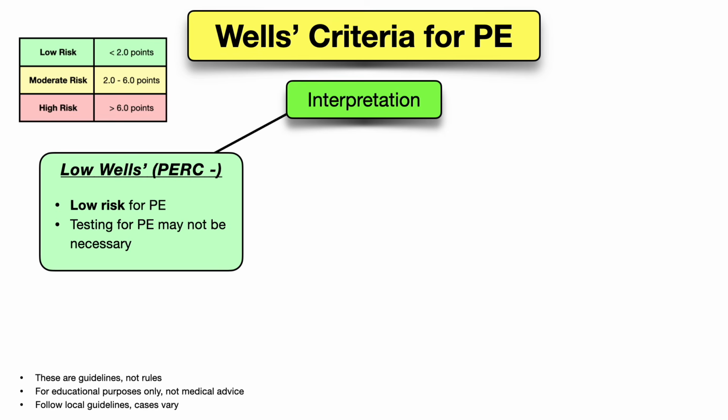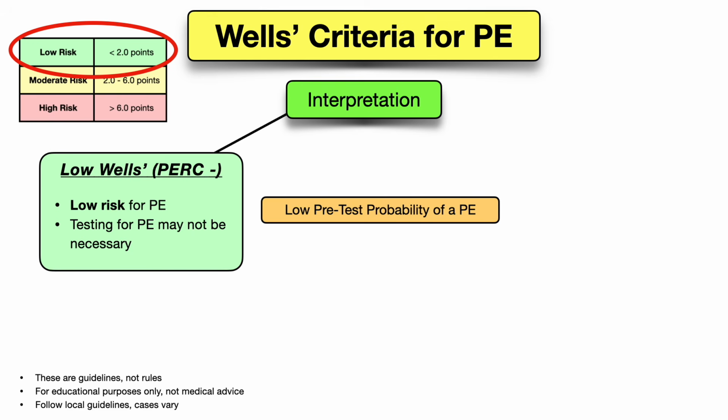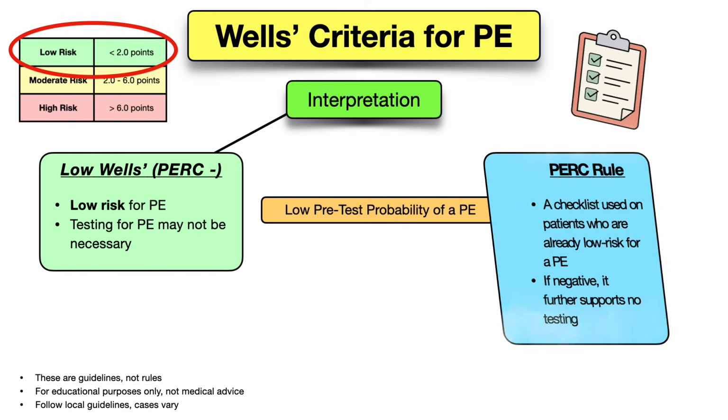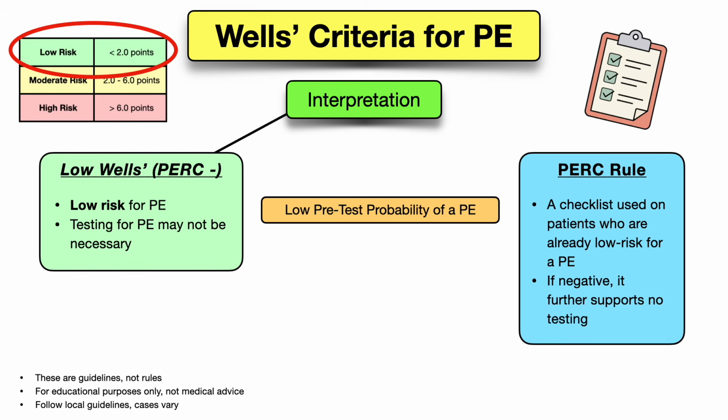A low-risk Wells score, along with being PERC negative, means low risk for a PE, and testing for a PE may not be necessary. So this would be a Wells score of less than 2 points and being PERC negative, which means there is a low pretest probability of a PE. The PERC rule is a checklist used on patients who are already low risk for a PE to further rule out the need for testing.